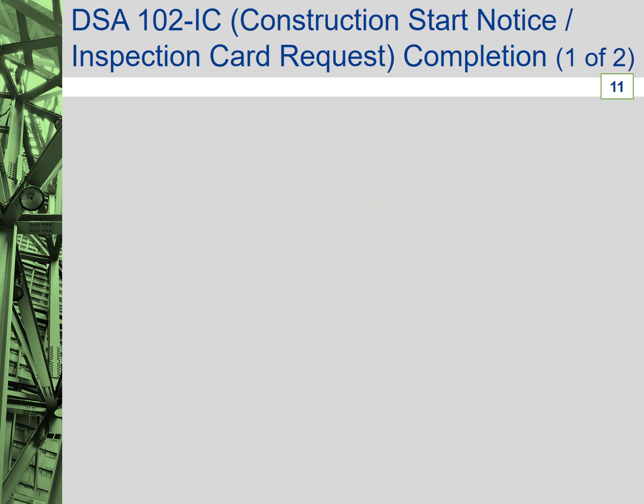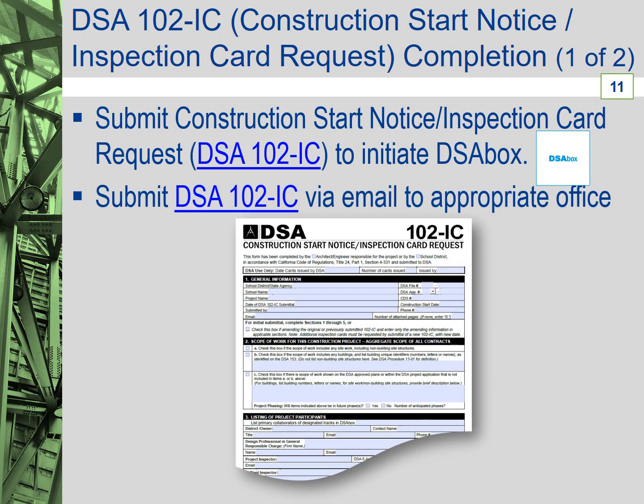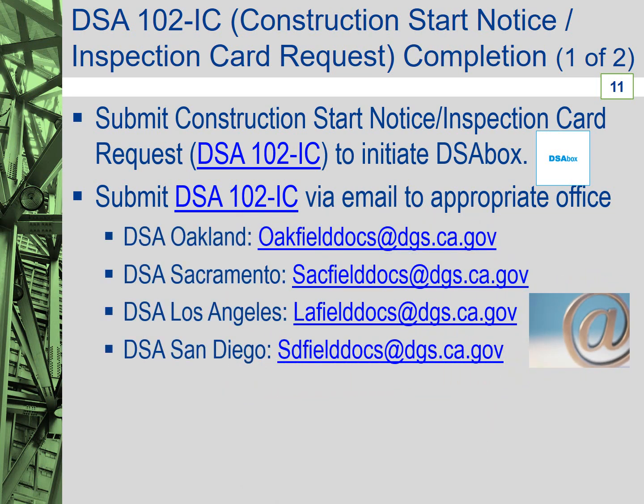The design professional shall promptly notify DSA of start of the construction, or coordinate with the school district to do so. The design professional must submit via email to DSA a copy of the completed construction start notice inspection card request, DSA 102IC, in order for DSA to initiate the collaborative cloud-based communication system, DSA Box, for the construction team, including contact information for all team members, thereby facilitating submitting, sharing, and viewing of DSA required documents.